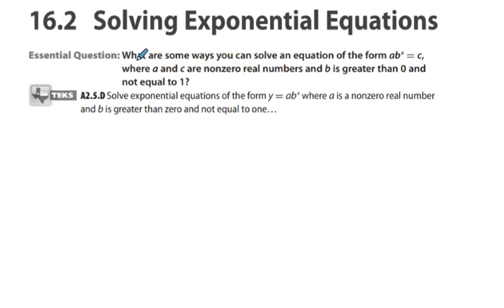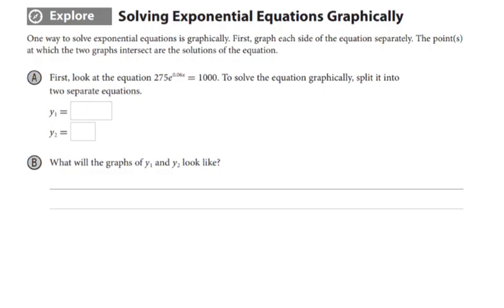So the essential question: what are some ways you can solve an equation of the form a times b to the x power equals c, where a and c are non-zero real numbers and b is greater than 0 and not equal to 1? Solve exponential equations of the form, so anyway, that's the standard. So we're given some examples here.